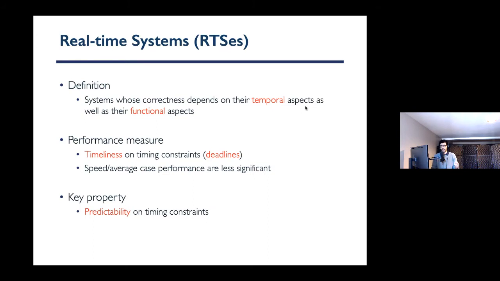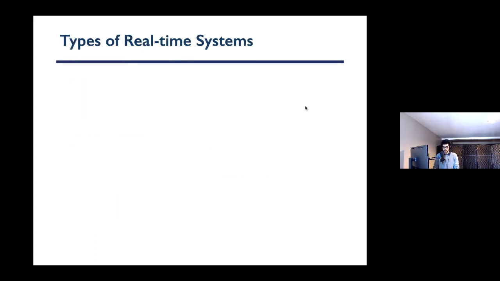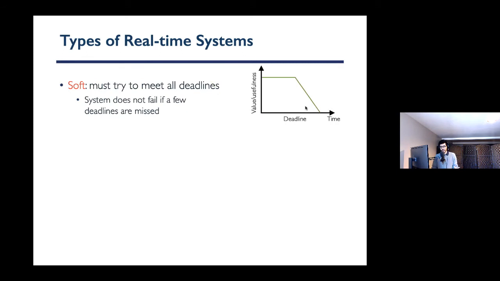And the key property of a real-time system is its predictability. When you design a real-time system, you want it to be predictable. Well, that comes with that temporal aspect. So you want to provably have a system that guarantees that tasks meet their deadlines. Okay, there are three types of real-time systems, in big picture. There are soft real-time systems, there are hard real-time systems, and there are firm real-time systems.